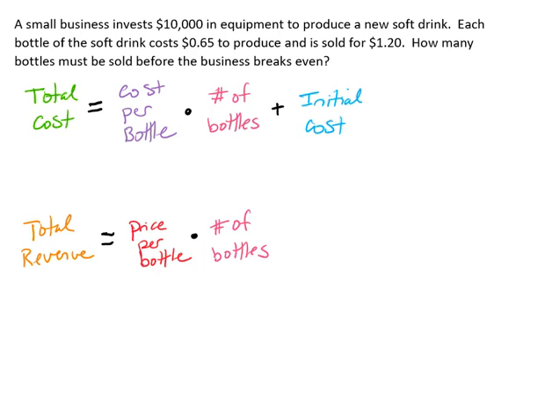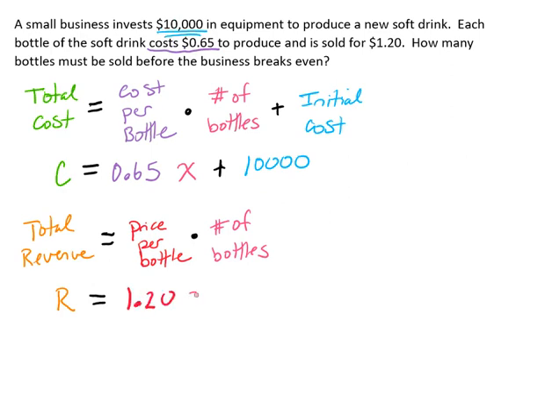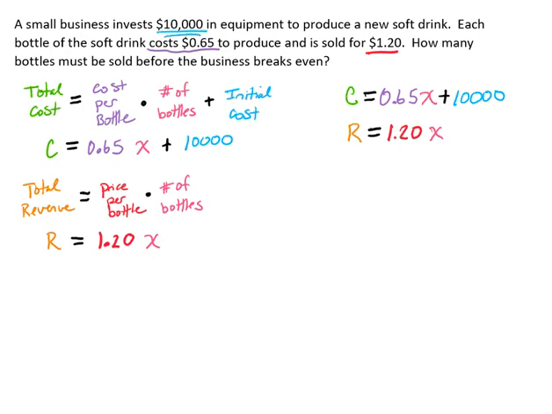If we come back up into our problem here, what is our cost per bottle? It costs 65 cents per bottle to make. So our cost is going to equal 0.65x. We don't know the number of bottles yet, but we do know that it cost us $10,000 in initial costs. Our revenue is what we're trying to find as well. It's going to be sold for $1.20 for each bottle, and again, we don't know how many bottles we're selling yet. So here we have two equations: C equals 0.65x plus 10,000, and R equals 1.20x.